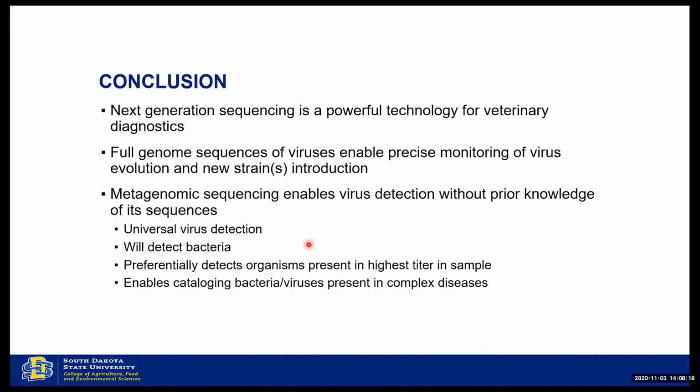So to conclude, both these technologies, the metagenomic sequencing and the full genome sequencing, are very powerful techniques for us to use in veterinary diagnostics. Full genome sequencing is a very precise way to monitor the evolution of these viruses. And the metagenomic sequencing allows us to detect all these viruses and bacteria present in a sample without knowing what we're looking for. And that's really the value of that approach.